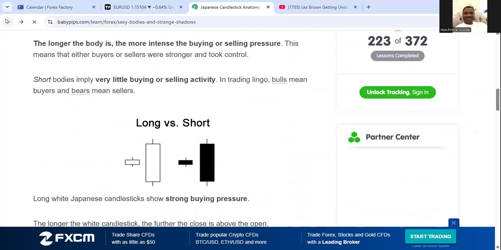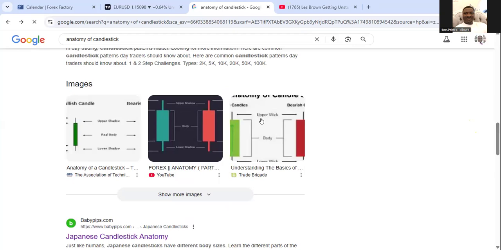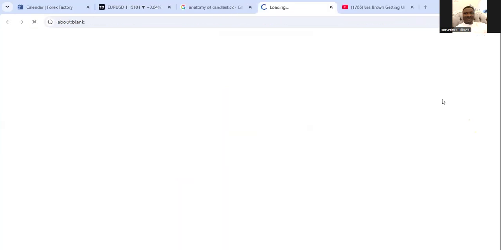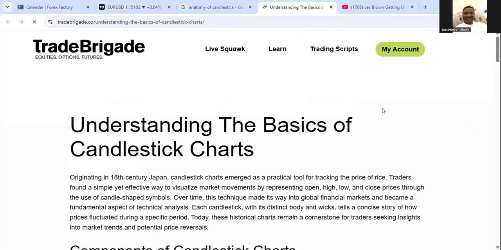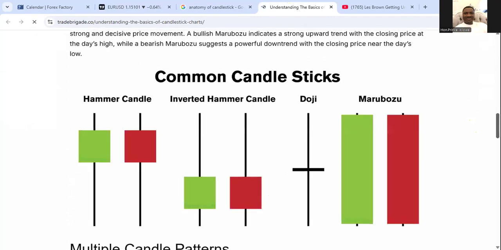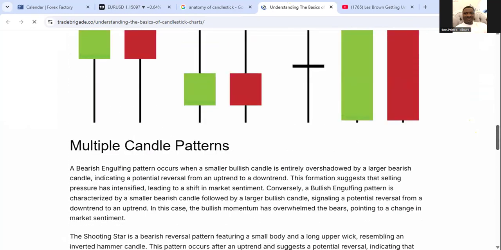Maybe I'll use a picture, a clear picture. Okay, let's see this one. Let me use this one to show you. Okay, I think this is better. I like this particular one.